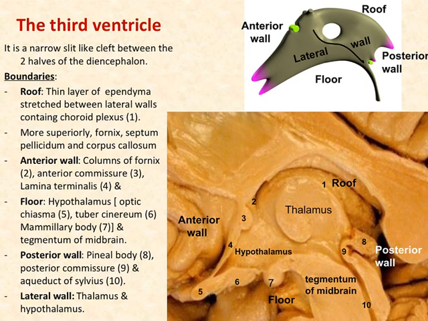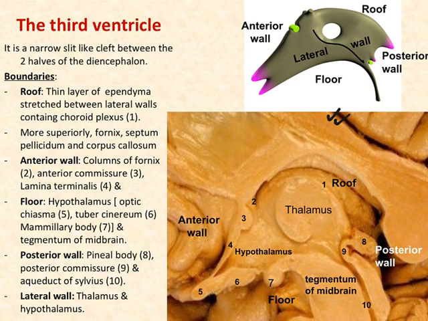First we have to outline the boundaries of the third ventricle. It's much easier than the lateral ventricle. The whole relations of the third ventricle could be described from the sagittal section. This is a photo of the sagittal section, and from this photo we can identify the roof, the anterior wall, the floor, and posterior walls of the third ventricle.